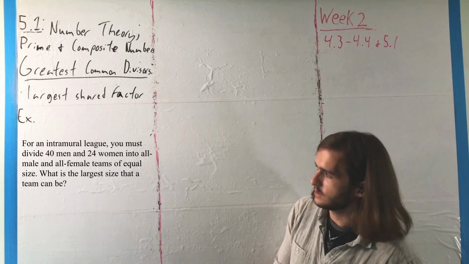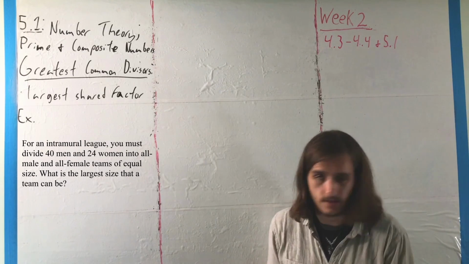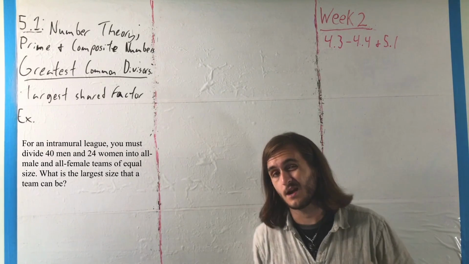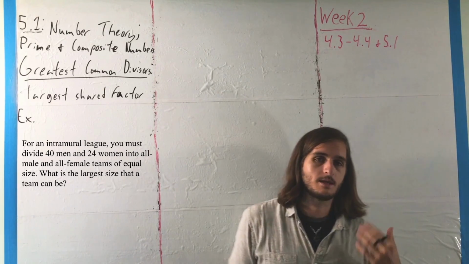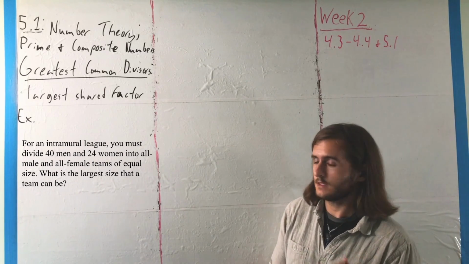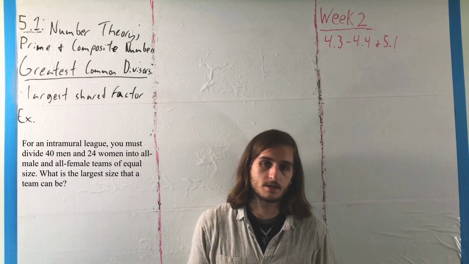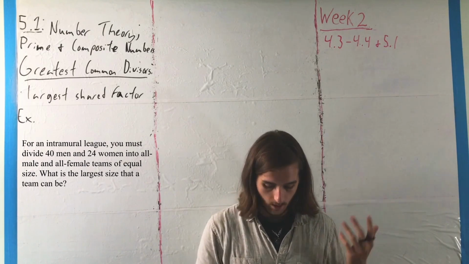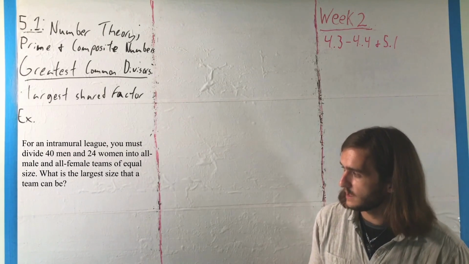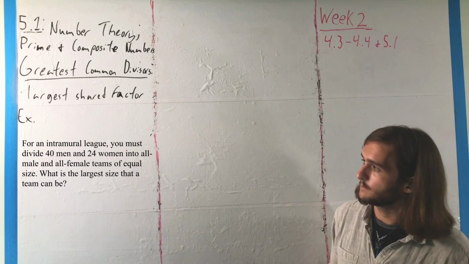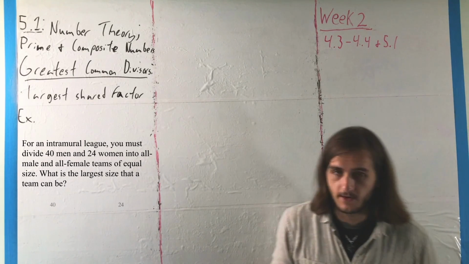If we're going to be very lazy here, we might just look at a factor that is shared between them, like 4, and say that's good enough. But we want to be specific. We want to get the most we possibly can without making the teams uneven. So that means we need the greatest common divisor of 24 and 40. Where in order to be able to get that greatest common divisor, the place to start is the prime factorization.